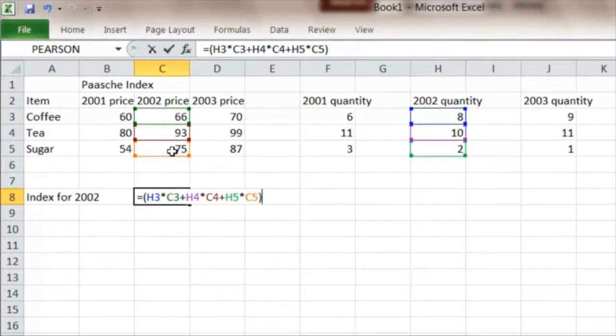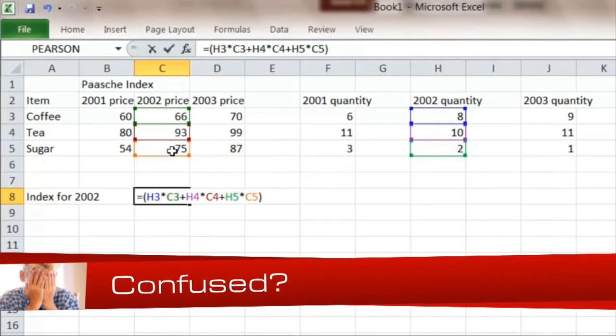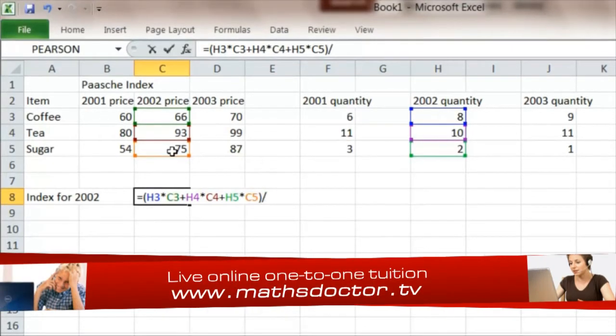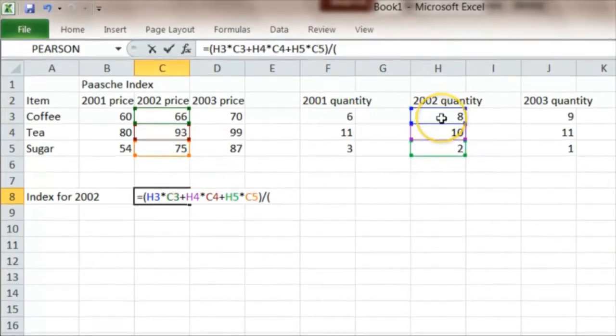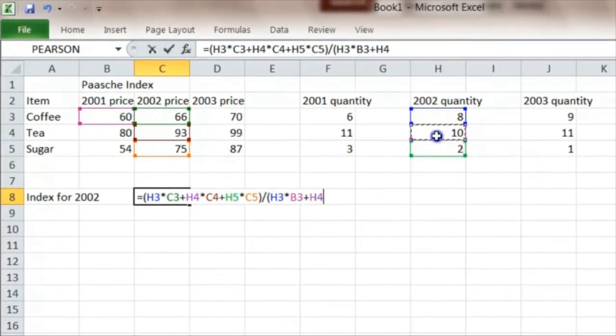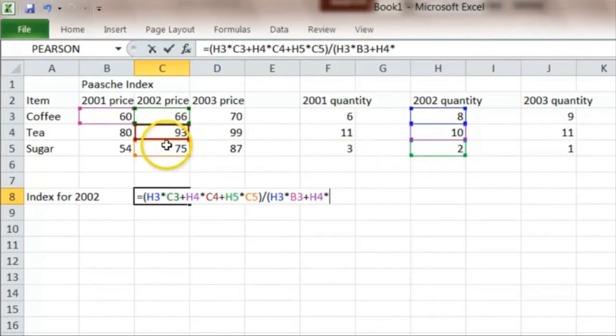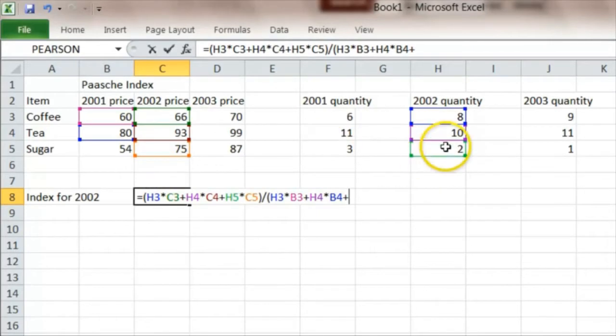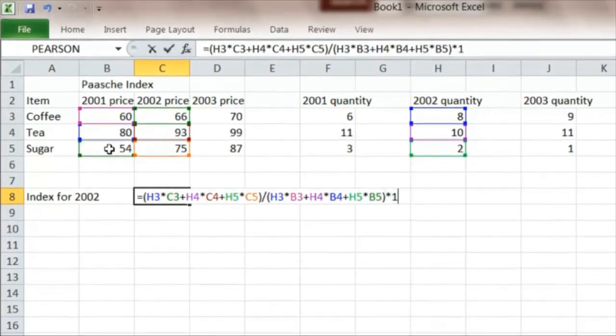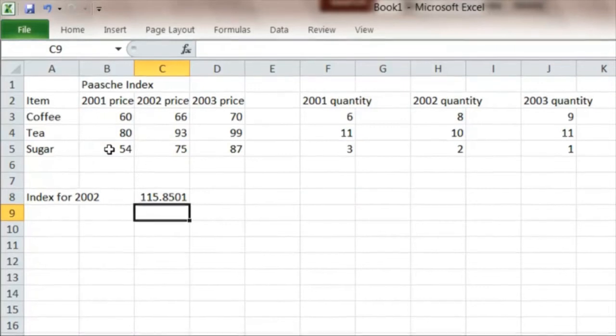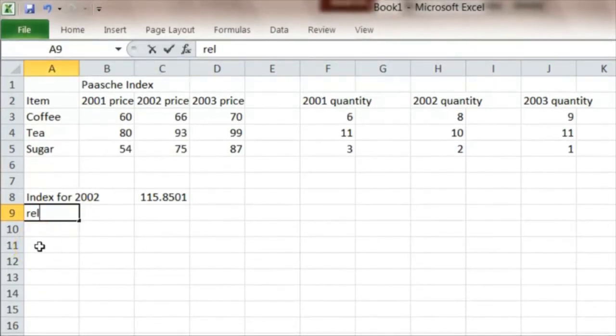But we're now working out the total cost of 2002, and to find the index we must divide it by the cost in 2001, but using the quantities still from 2002. So we still use H3, but now we're multiplying by the 2001 price, H4 times 80 plus H5 times 54, and we'll times by 100 to get an index, and there we have 115.8 relative to 2001. Let's put that in.